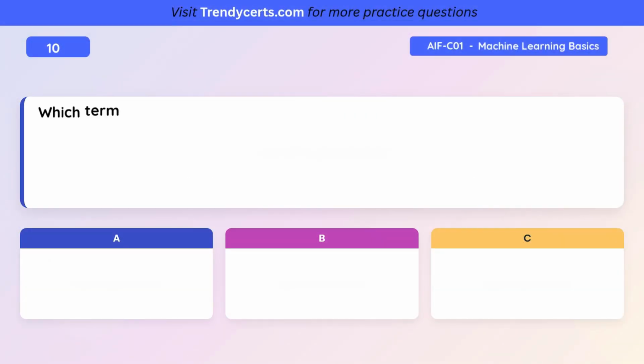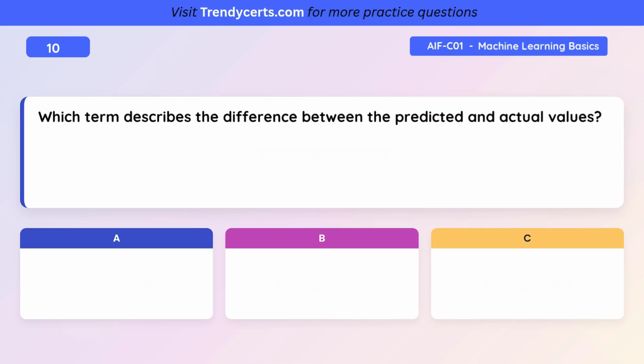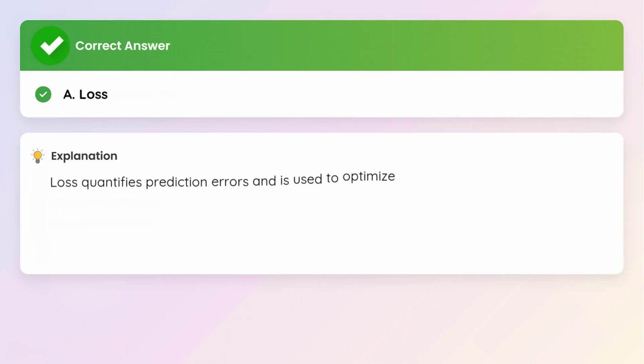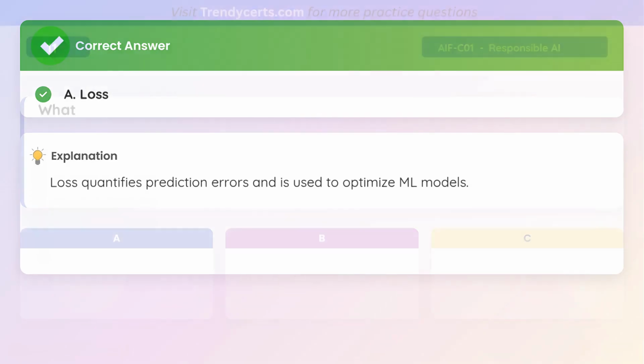Which term describes the difference between the predicted and actual values? A. Loss. B. Variance. C. Bias. The correct answer is A. Loss. Loss is the measure of how wrong your model's prediction was. The entire goal of training a machine learning model is to adjust its parameters to make this loss value as low as possible. Now let's talk about the important topic of responsible AI.